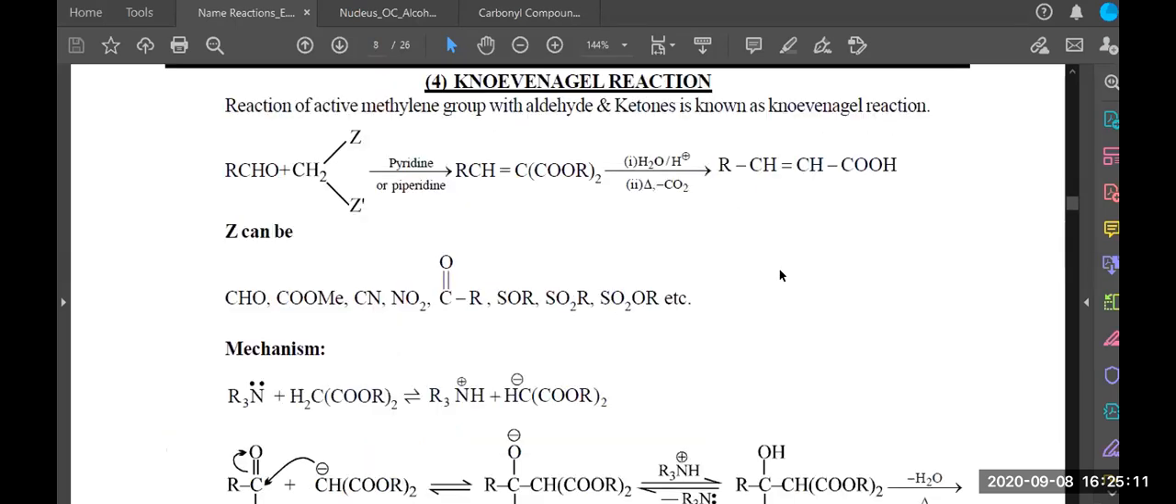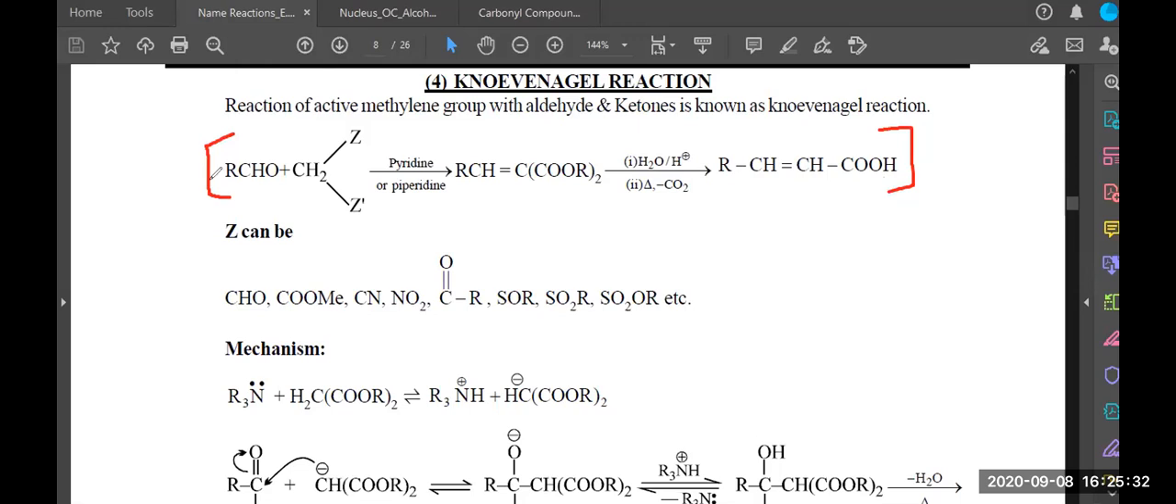Now, next is the Knoevenagel reaction. It is called Knoevenagel, the K is silent, okay? In this, you just have to remember the reaction. Even if you don't remember the mechanism, don't worry. You just have to remember the reaction, okay? It is rather simple.